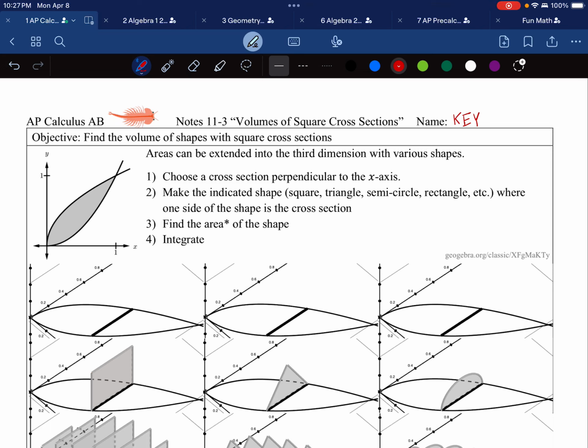This is AP Calculus AB. We're on notes 11-3 for volumes of square cross-sections. Our objective today is to find the volumes of shapes with square cross-sections. So this is the first lesson that we're actually talking about volume.